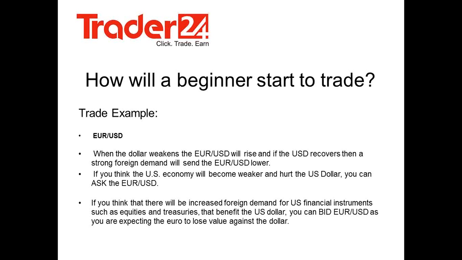So if you think the US economy will become weaker and hurt the US dollar, you can buy the euro dollar. Okay, so obviously you want to look at the first currency in the currency pair. So if the US economy is going to weaken here, the euro is going to strengthen against the dollar. So you're obviously going to open up a buy position, and vice versa. If the US dollar is going to strengthen and the US economy is going to strengthen, you're going to sell the euro USD, because obviously the euro is going to weaken against the dollar.